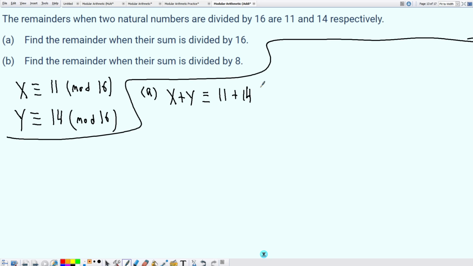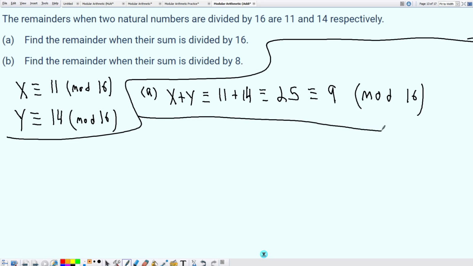Now, we can just join that together. 11 and 14 is 25. And 25, when divided by 16, has a remainder of 9. So that's 9 mod 16. Pretty easy. However, part B is not so easy. For part A, let me just write x plus y is congruent to 9 mod 16.